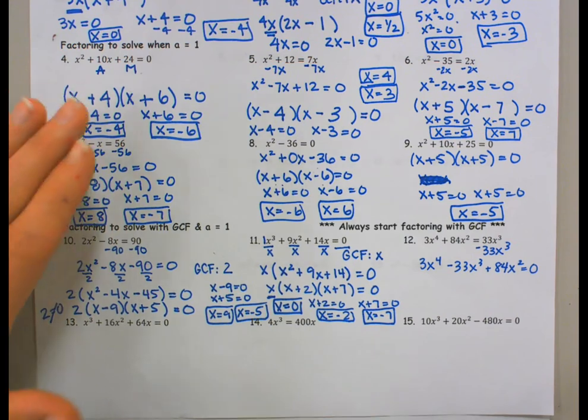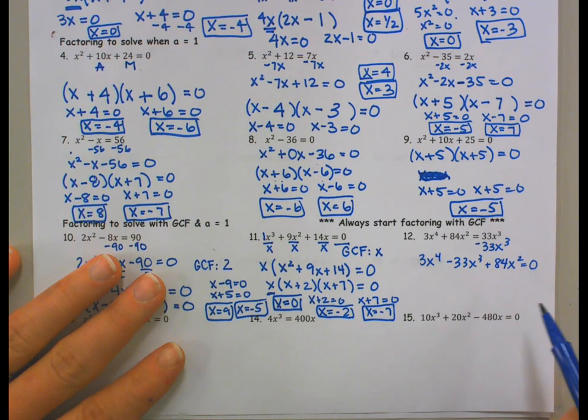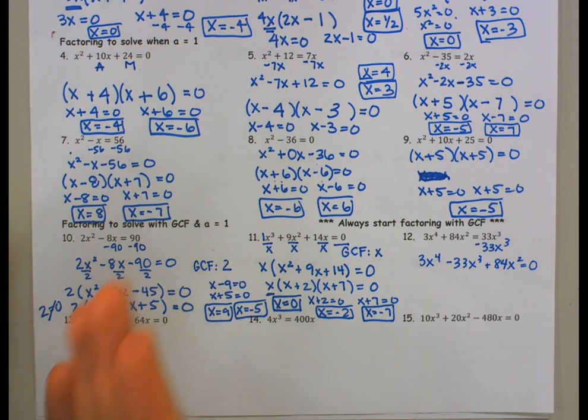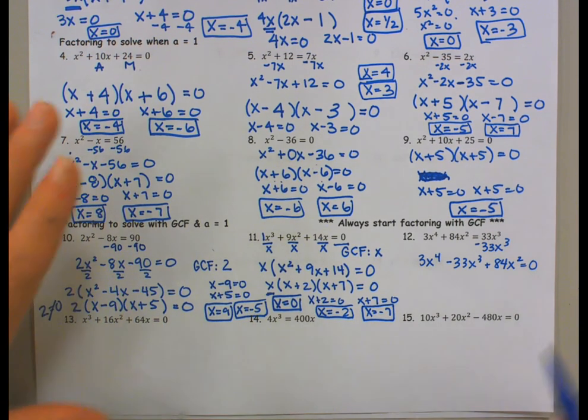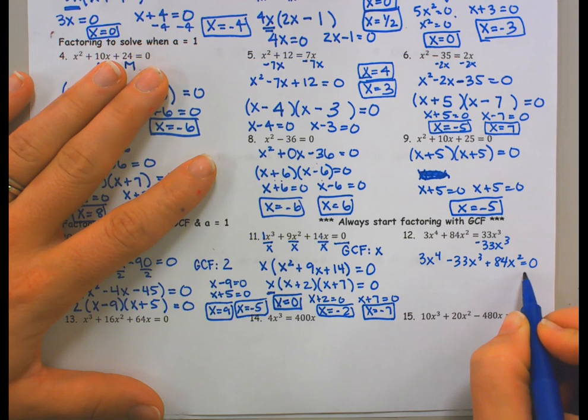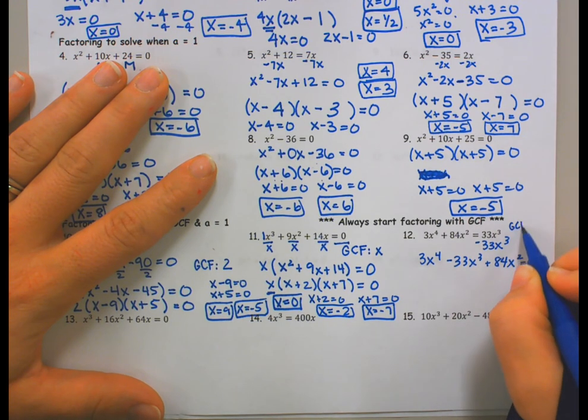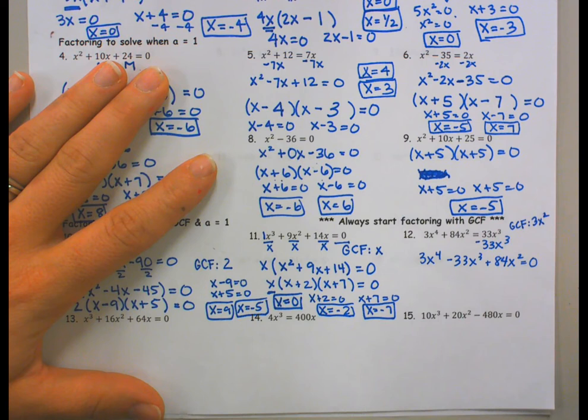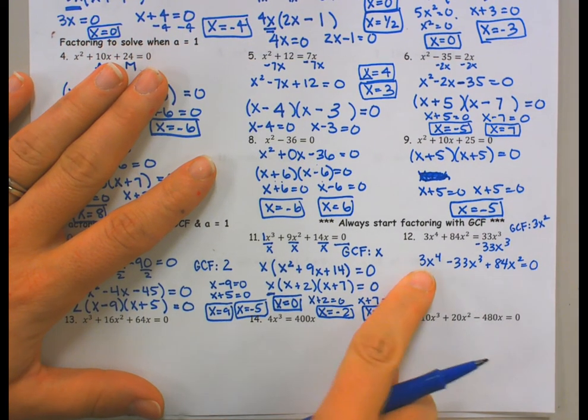This seems like a lot to factor, but if we take a GCF out first, it's going to really simplify it and make it easier. My GCF here would be 3x squared. I'm going to write that up here just so I have room to solve. 3x squared, right? I know this divides by 3 and this divides by 3.